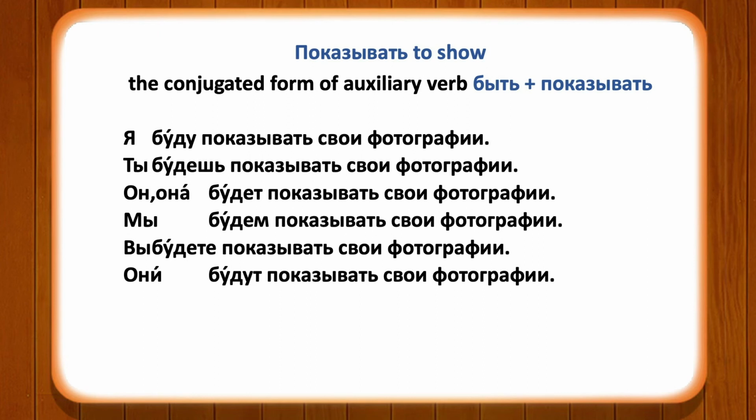We can add the phrase свои фотографии, that means their photographs, with this verb, and make the sentence like this. Я буду показывать свои фотографии. It means I will be showing my photographs or I will show my photographs. Ты будешь показывать свои фотографии. Он будет показывать свои фотографии. Она будет показывать свои фотографии. Мы будем показывать свои фотографии. Вы будете показывать свои фотографии. Они будут показывать свои фотографии.